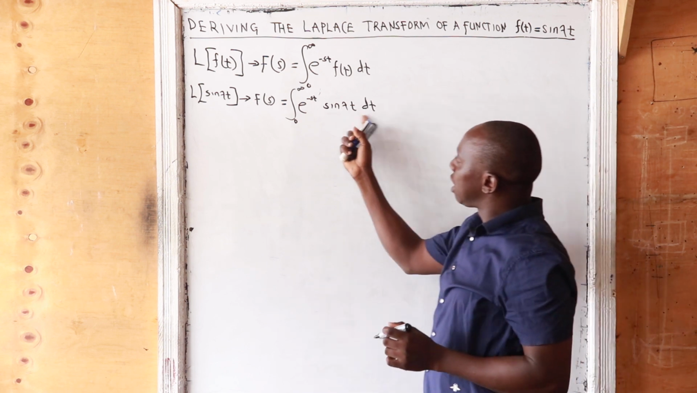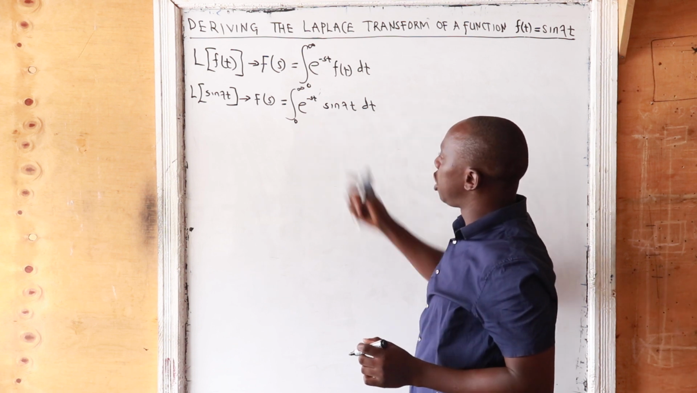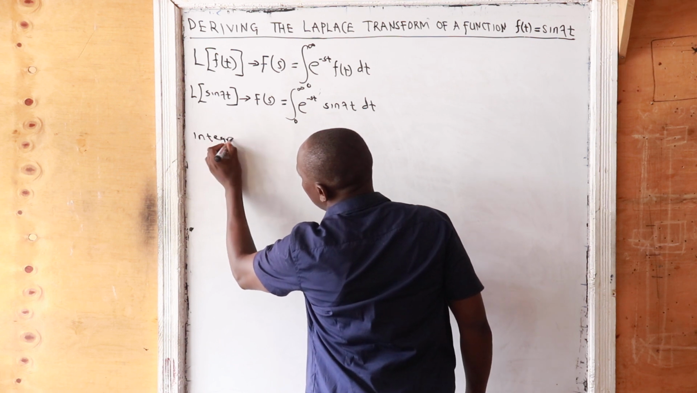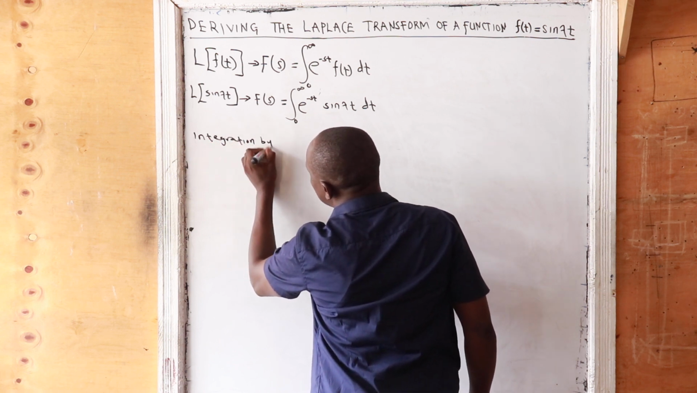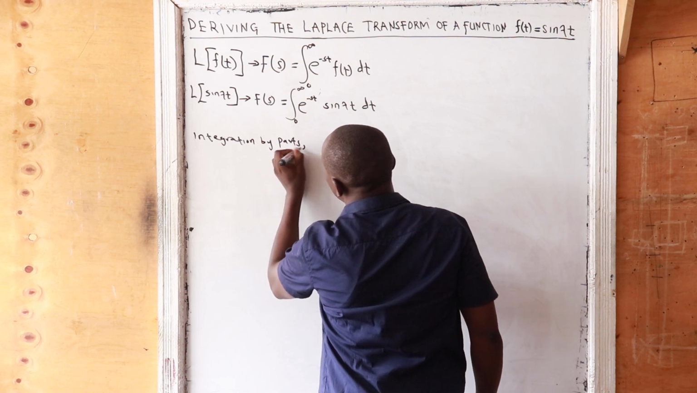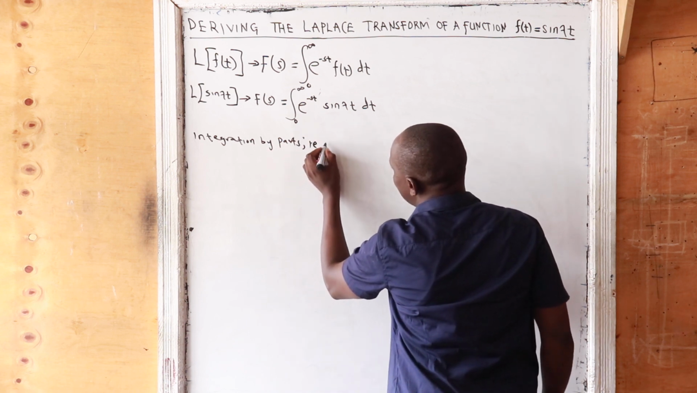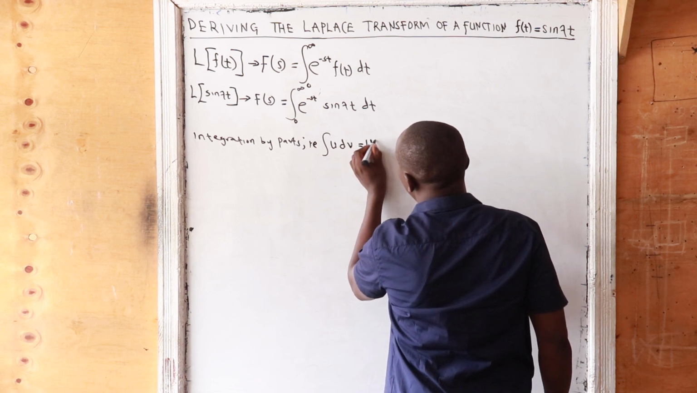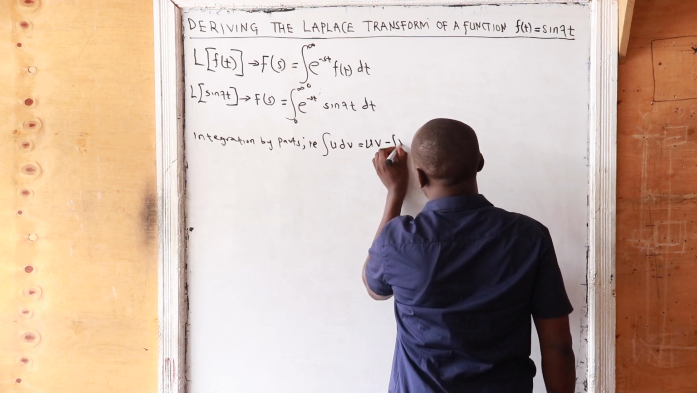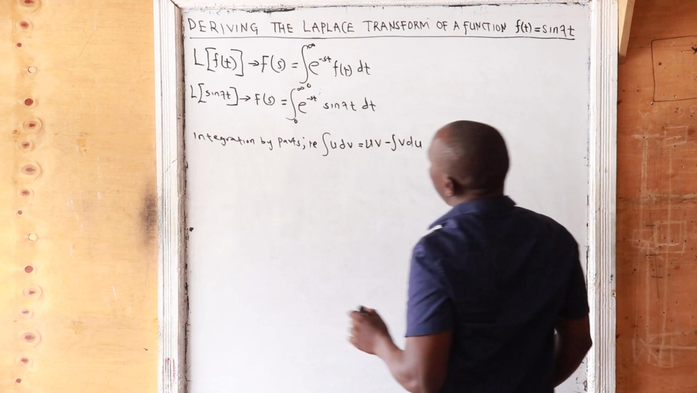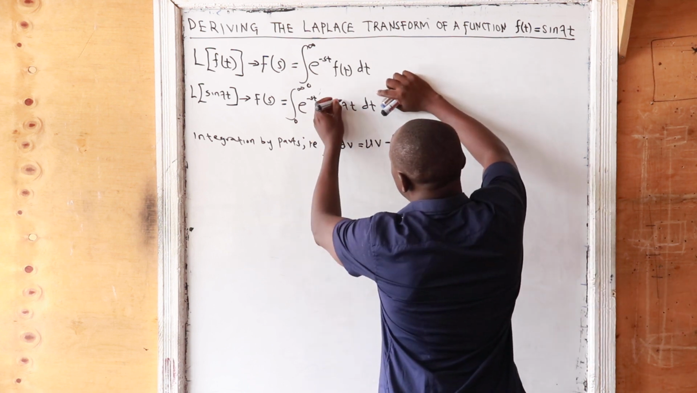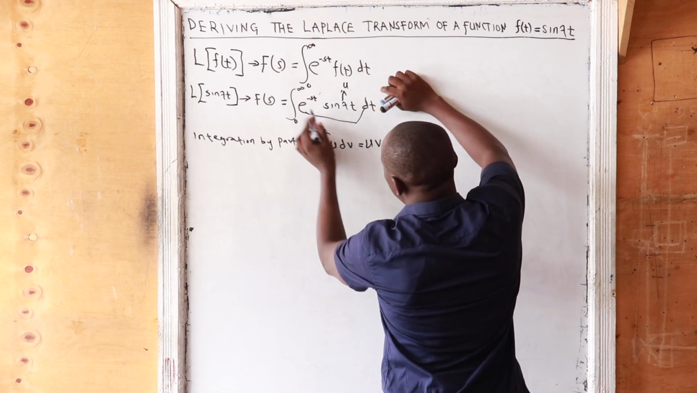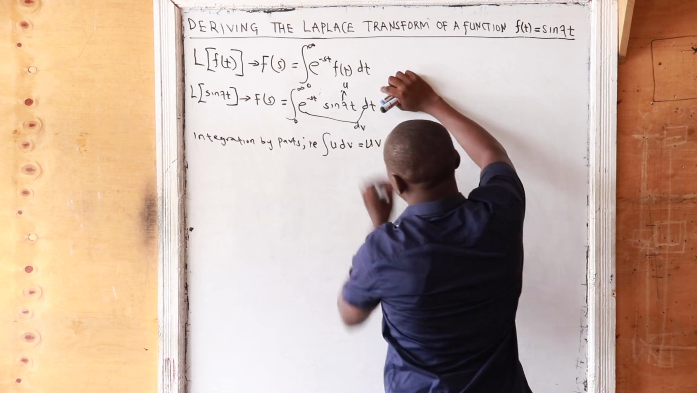Now we are going to integrate this function using integration by parts. Integration by parts tells us that the integral of u dv is given by uv minus the integral of v du. With this, we are going to let sin lambda t be our u, and we let exponential minus st dt be our dv.